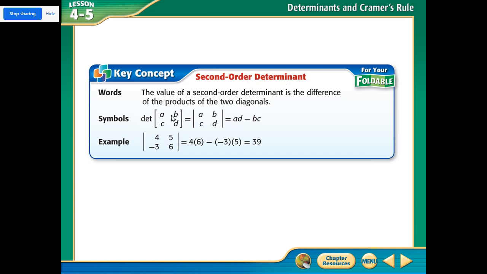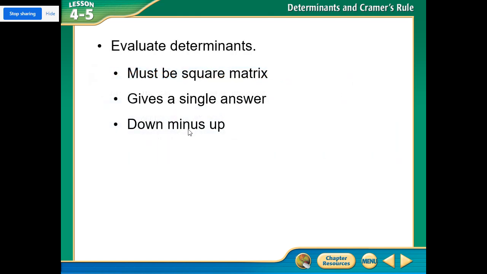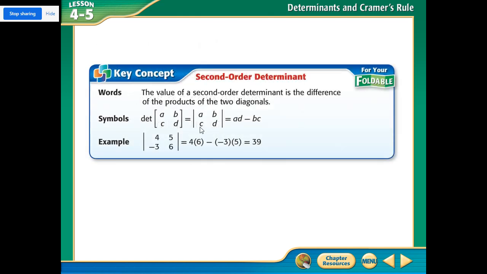Now, we can write it one of two ways. We can either go DET with the brackets, or we can have the absolute value symbols. And what we do is we do the diagonals. So notice the diagonal here, it's AD. So that's the first one. That's the down diagonal, it's going downhill. And then the up diagonal is here, CB. So it's the down diagonal minus the up. That was down minus up. So we go down AD minus CB.